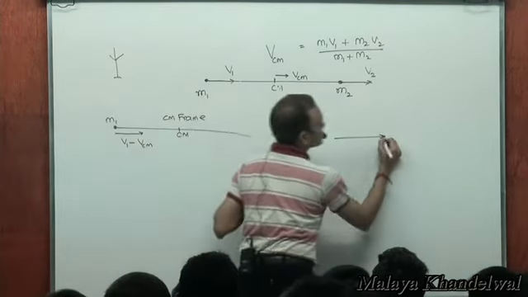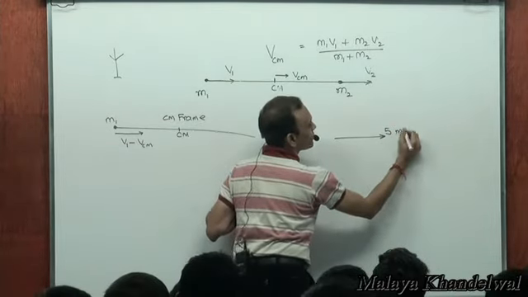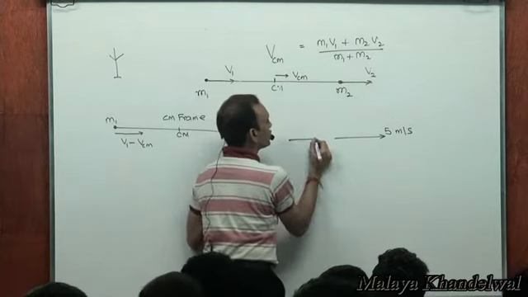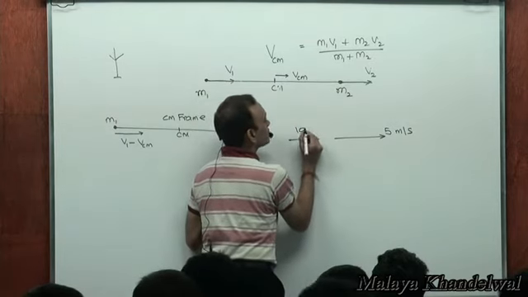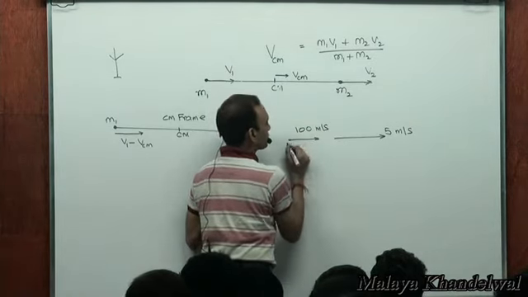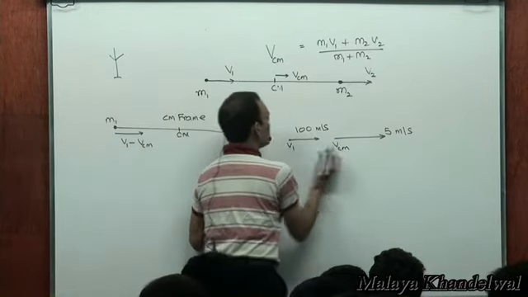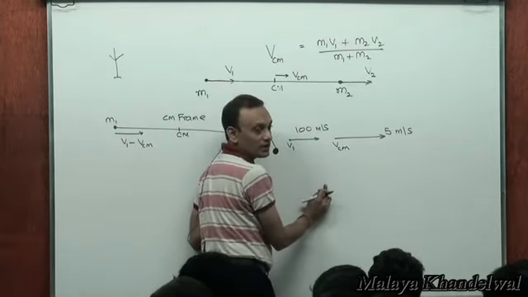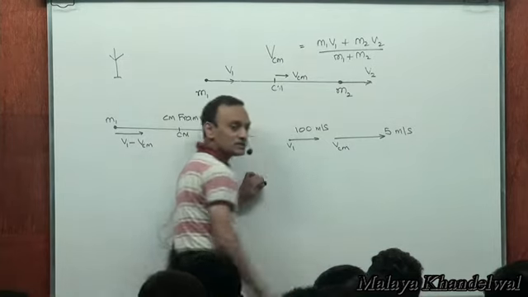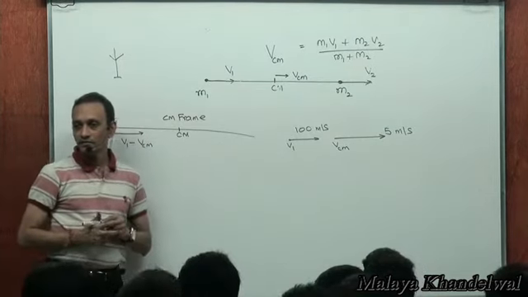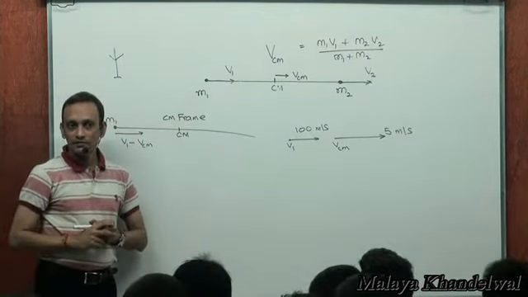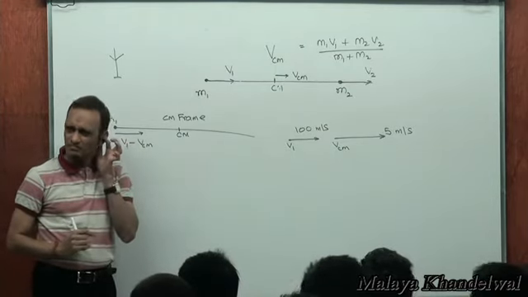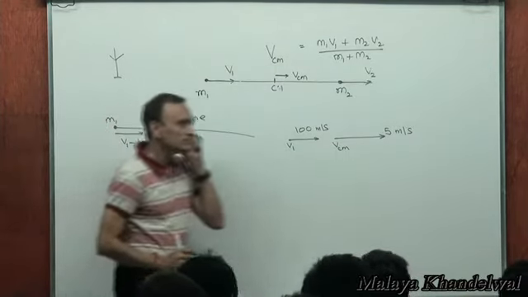If the center of mass has a velocity 5 meters per second and v1 has a velocity, let's say, 100 meters per second, then what would be the velocity of m1 as seen by the center of mass? 95 meters per second, isn't it? v1 minus vcm. Yes or no? Yes, sir.